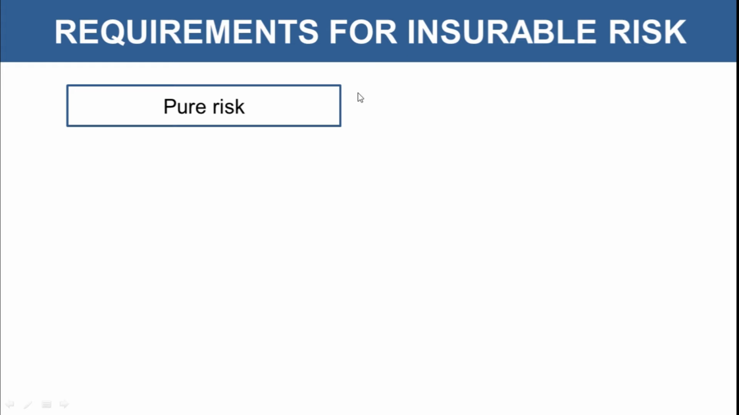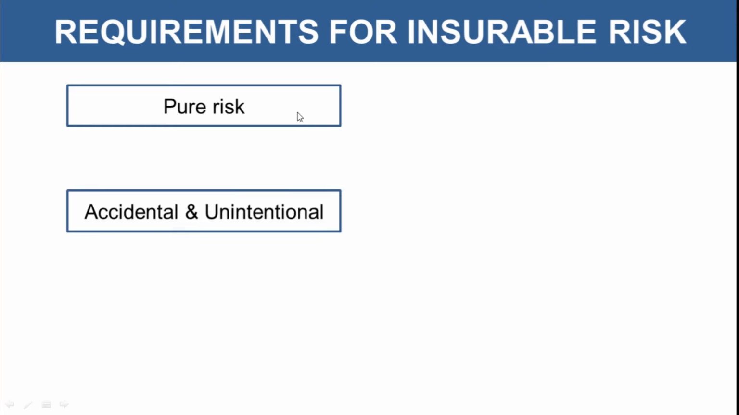Now let's move on to the requirements for insurable risk. Not all kinds of risk can be insured. What risk has to be insured? It should be pure risk. Pure risk means that there should be chances of loss or no loss. There should be no scope for profit. Insurance companies would be covering your loss amount and would not be providing you any kind of profit.